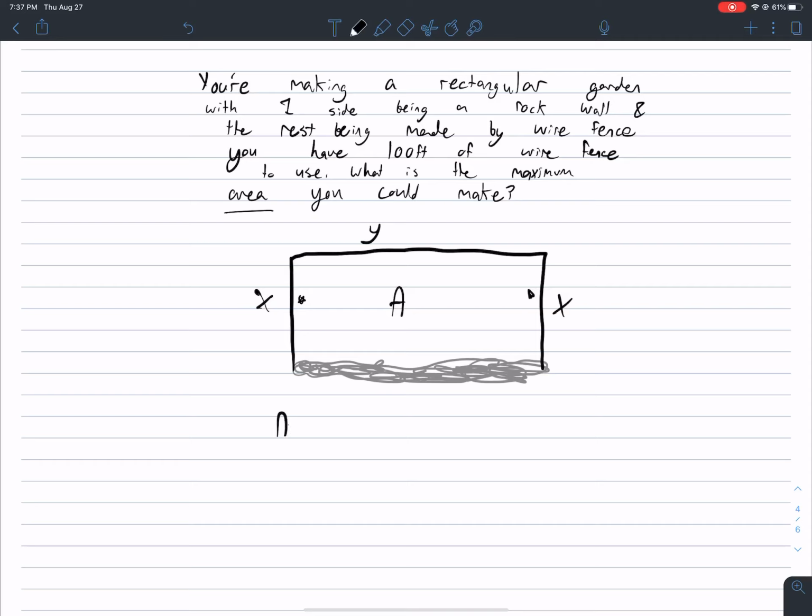So A equals, what does A equal? It equals length times width. So our length times width, x times y. And then we take the derivative of that. If we took the derivative of this, it'd be A prime, and then you'd have to do the product rule right now.